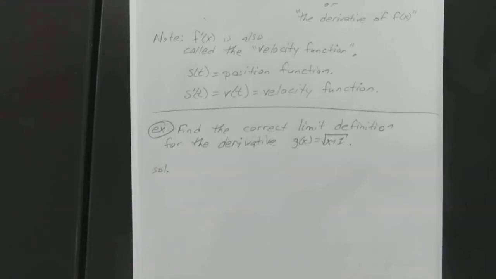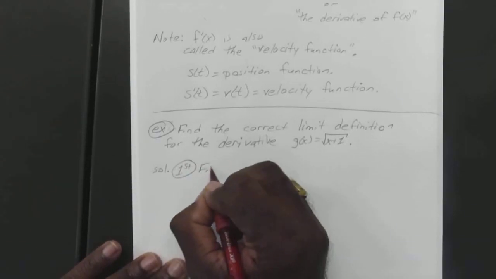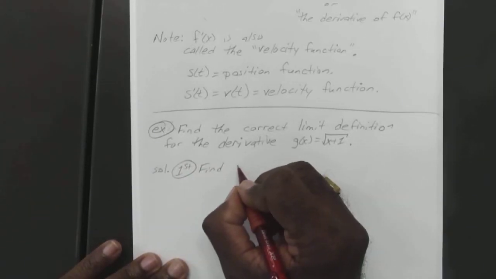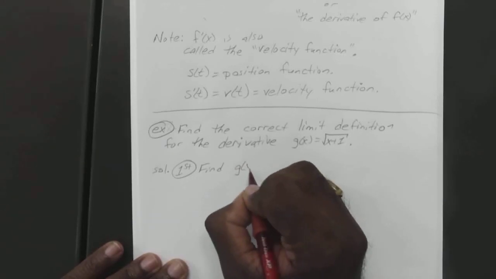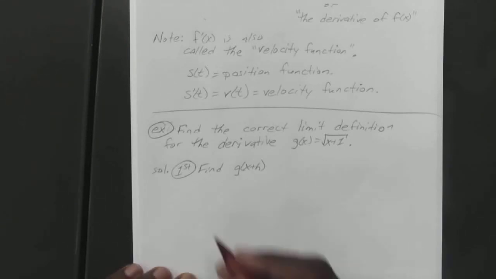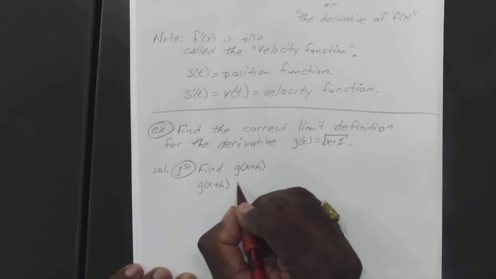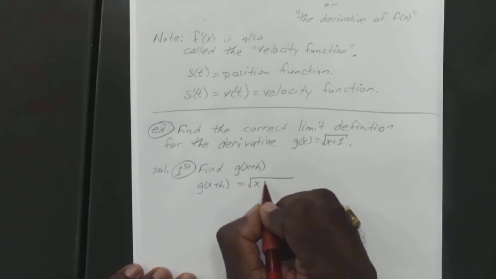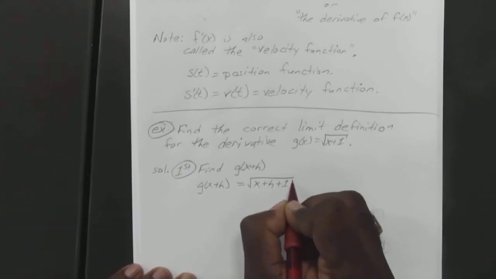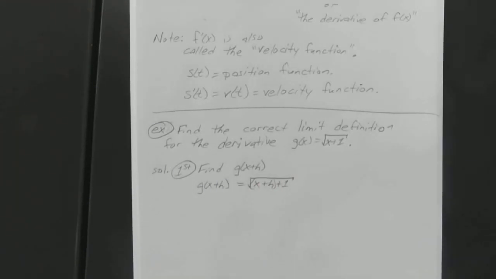Okay. So the first thing you're going to do is find g of x plus h. And all that is you're going to replace every x with x plus h. So we know g of x plus h is just going to equal square root of x plus h plus 1. You can put parentheses around that if you want to, but you don't have to since it's all adding.